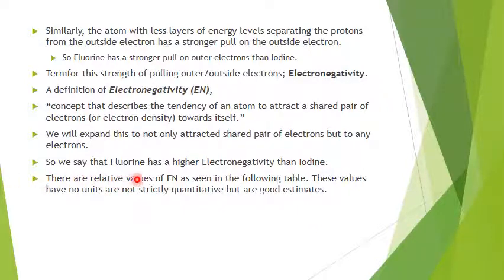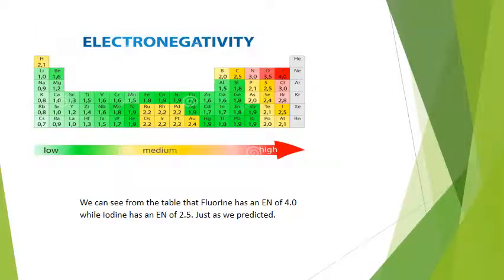There are relative values of electronegativity as seen in the following table. These values have no units, are not strictly quantitative but good estimates. Okay, so here you go. Here's the table. And we're going to be able to explain the trend. But notice that fluorine has an electronegativity of 4 and iodine has 2.5, just like we predicted.